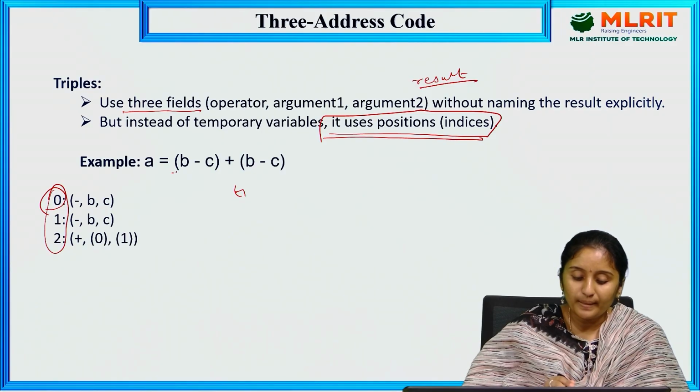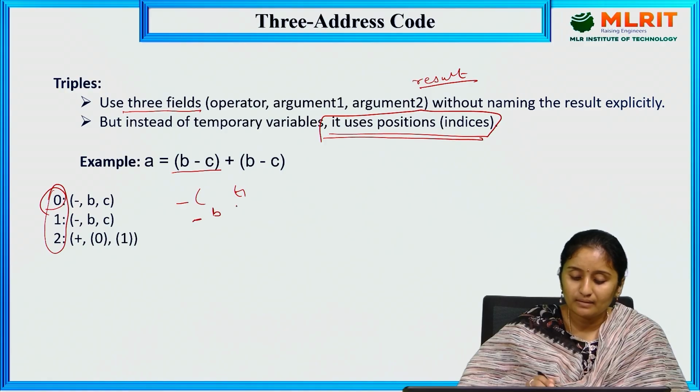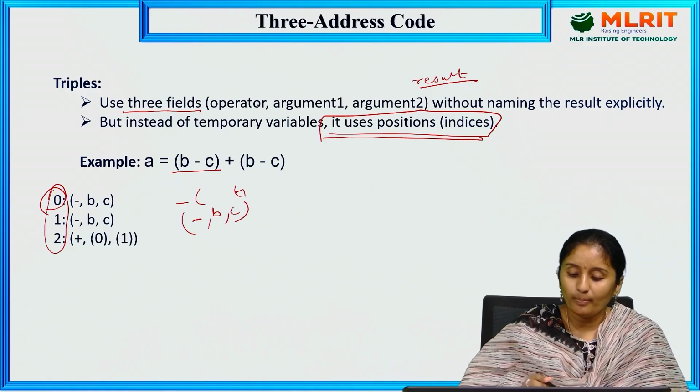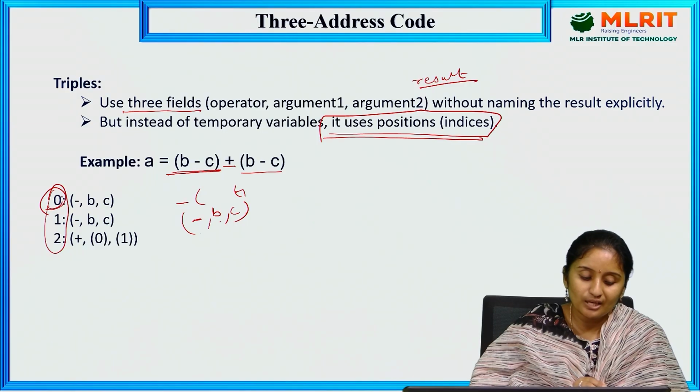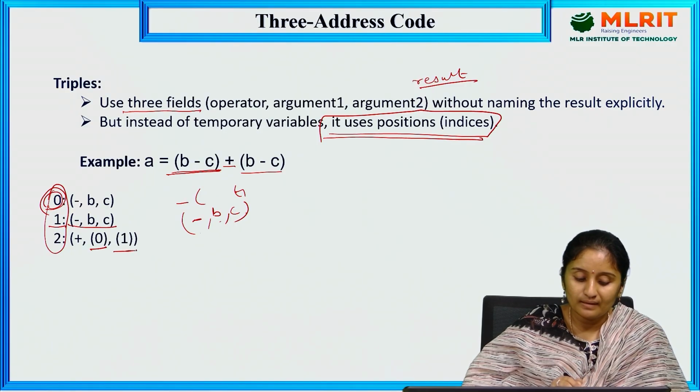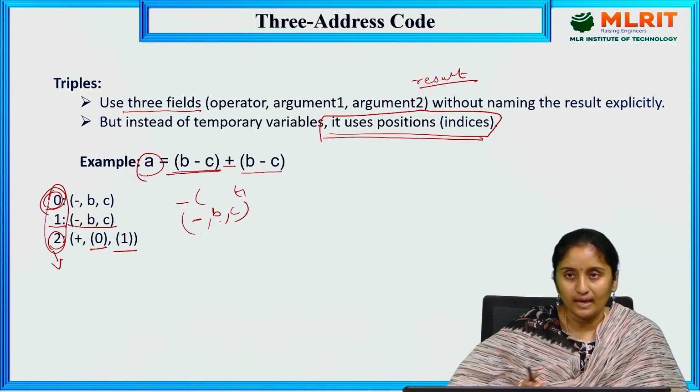See here, B minus C. How can I write this one? Operator minus, B, C: operator, argument 1, argument 2. So, this is also minus B comma C. And this is the plus operator. This is stored at 0 index, and this is stored at 1 index. The whole thing is stored at the second index. I can assign it to A.